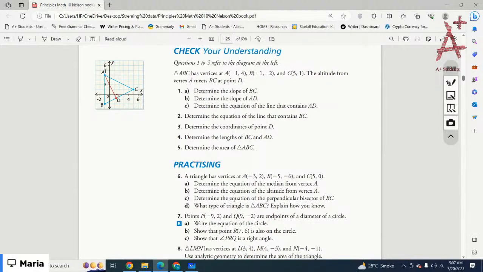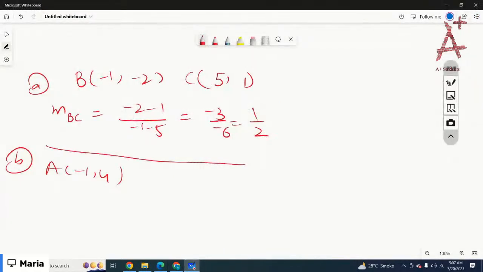Okay, AD is perpendicular to BC, isn't it? So we can find the slope of the line that is perpendicular. The slope of AD is the negative reciprocal of the slope of BC, because AD is perpendicular to the line BC. The slope of the line BC is 1 over 2, so the slope of AD would be -2. Okay, for part C, what do we have to do?